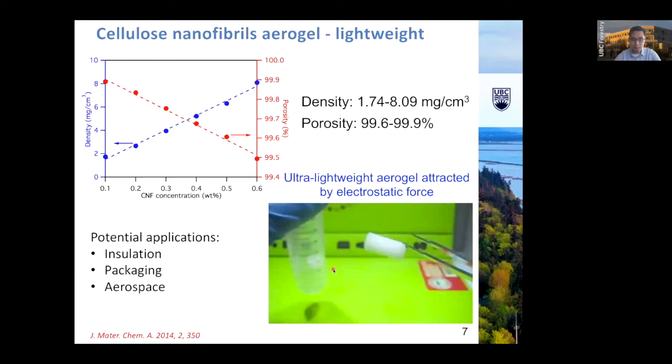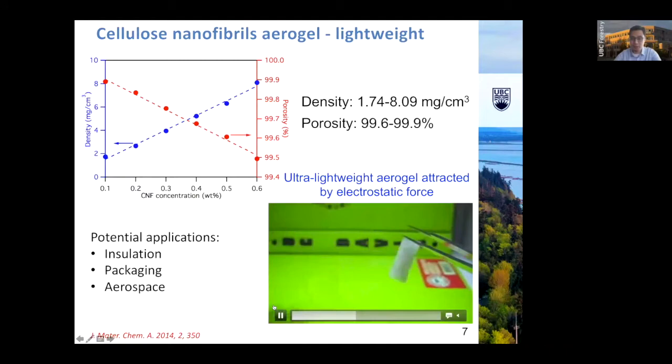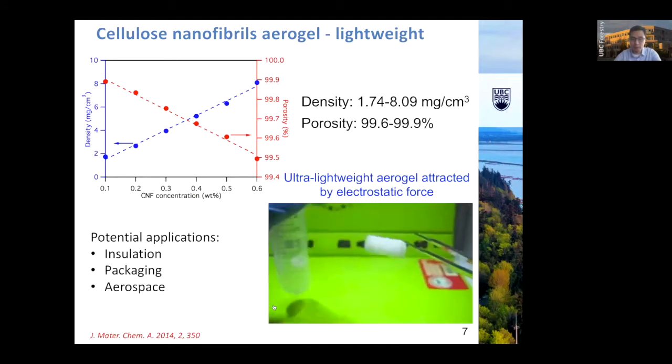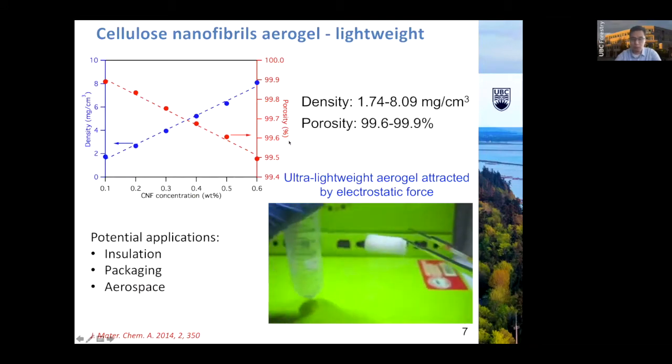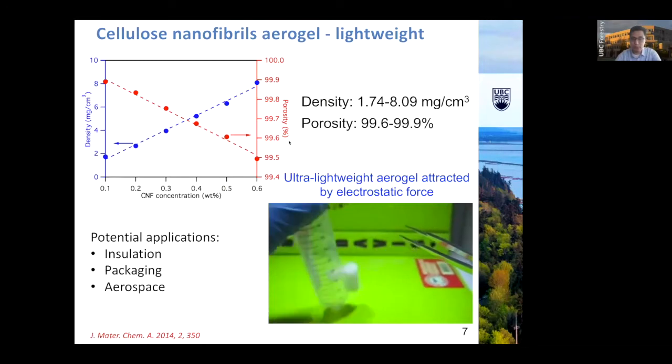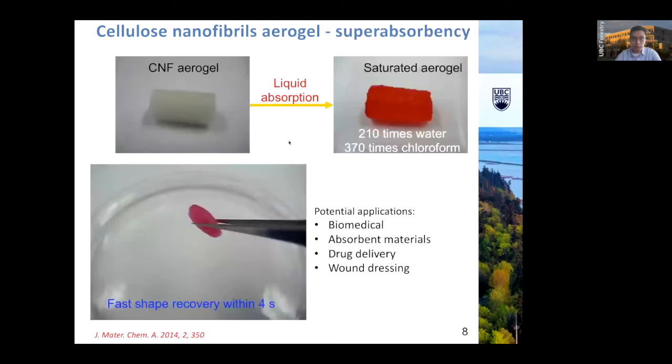A potential application, since this is very lightweight, is thermal insulation. Trying to bring up the laser. Okay. This video shows how lightweight the aerogel is: it can be attracted by static force between the plastic tube and the aerogel. Therefore, it can be useful for, for example, aerospace, packaging, and thermal insulation. Also, it is a super absorbent material. If you take a piece of this aerogel and put it into water or any other liquid, it can absorb and fully saturate within seconds.